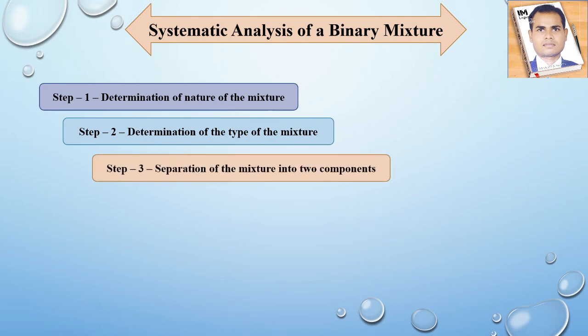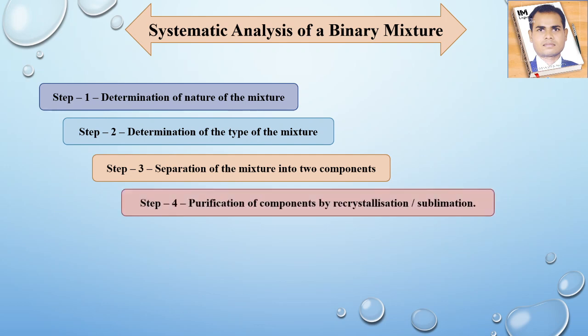Now the third step will be the separation of the mixture into the two components. After the second step, we have to separate both components. It may be acid, phenol, or neutral, so that we have to separate. And the fourth step is purification of the components by recrystallization and sublimation. By this process we purify the separated components.